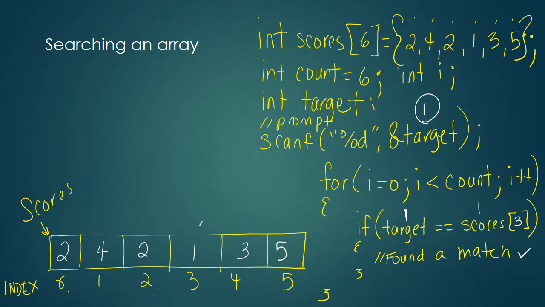Okay, now say for example the target that was entered was not a 1. The target that was entered, I'll change this back to an i right now. The target that was entered is a 2. So we're going to compare scores at index 0, which is a 2, and yes, we found a match. And if we continue through, we would actually find 2 matches. We would find 1 match at index 0 and 1 match at index 2.